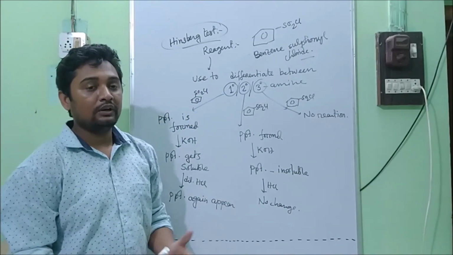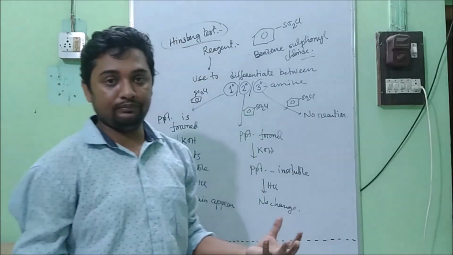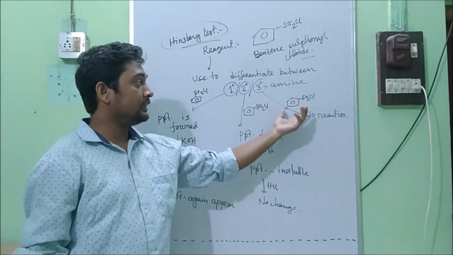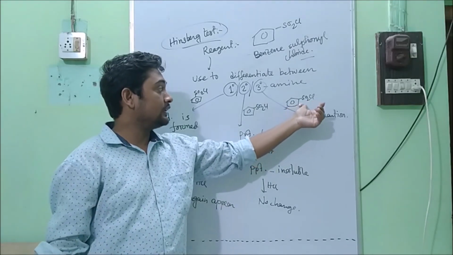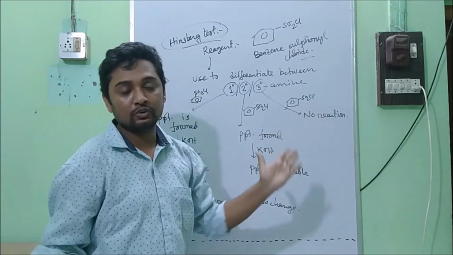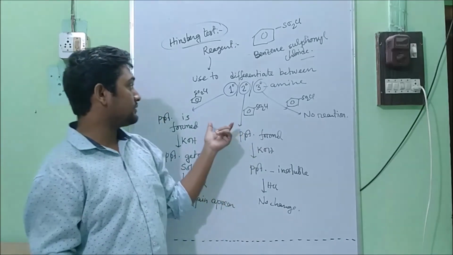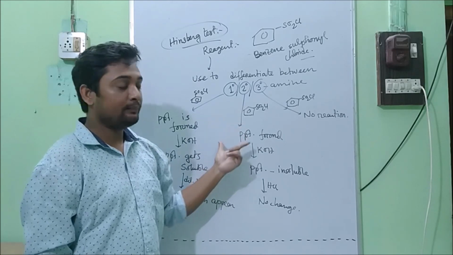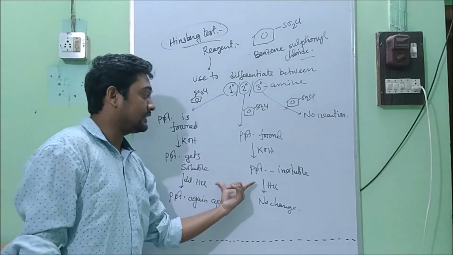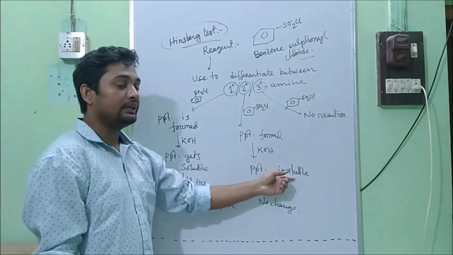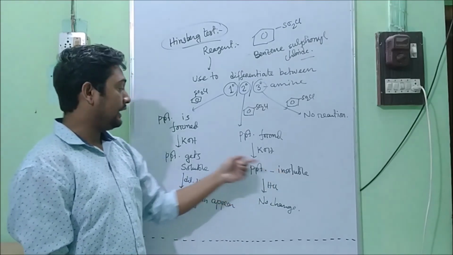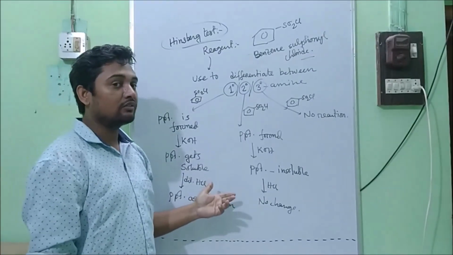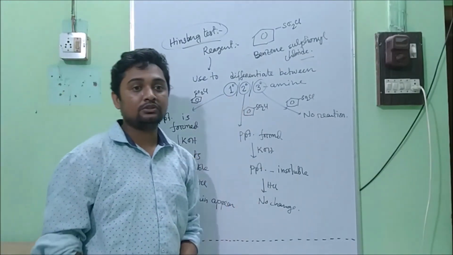So we have 3 glasses of amine, and we are adding the reagent. In case of 3 degree amine, there will be no reaction, so we can differentiate in the first step. And in case of 1 degree and 2 degree amine, we can confirm in the second step, because after adding KOH, the precipitate will not dissolve for the 2 degree amine, and in case of 1 degree amine, the precipitate will dissolve. So in the second step, we can confirm which one is 1 degree and which one is 2 degree.